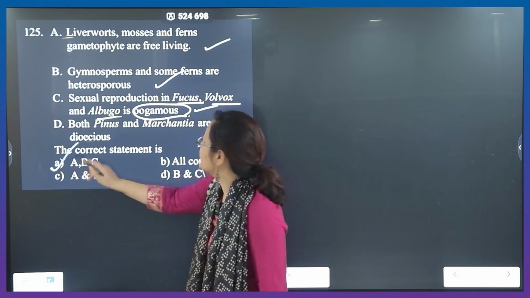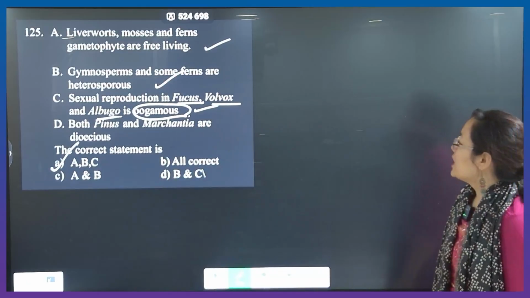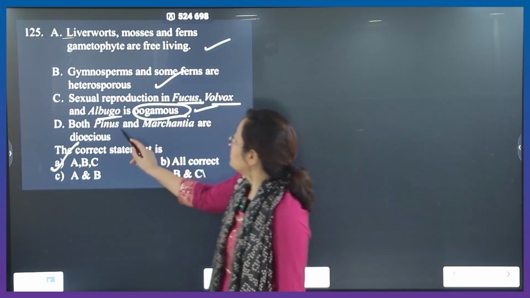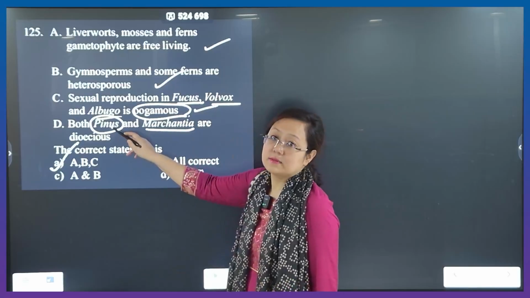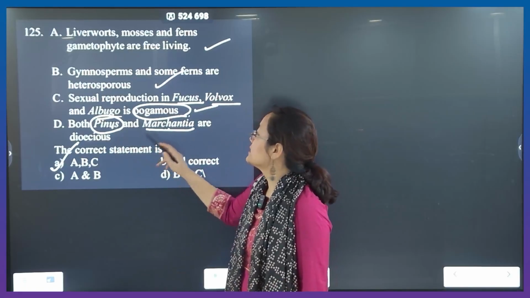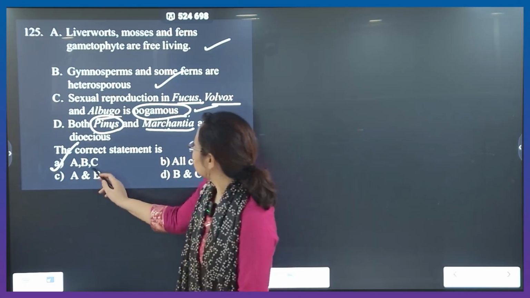Okay, A, B, C. And both Pinus and Marchantia are dioecious. It is wrong because Pinus is monoecious, Marchantia is dioecious. Answer will be A, B, C.